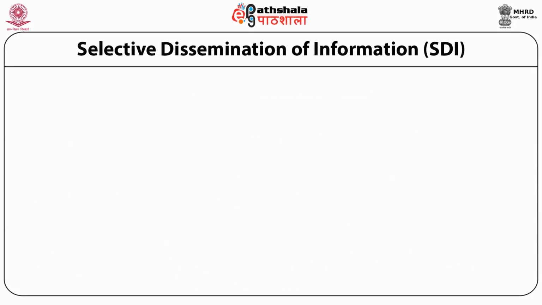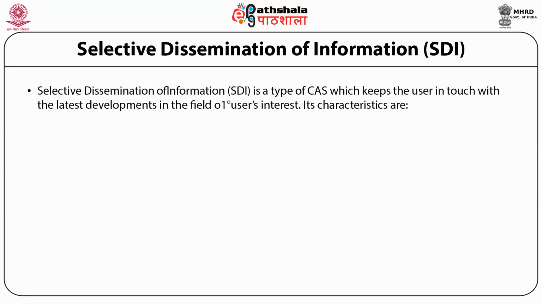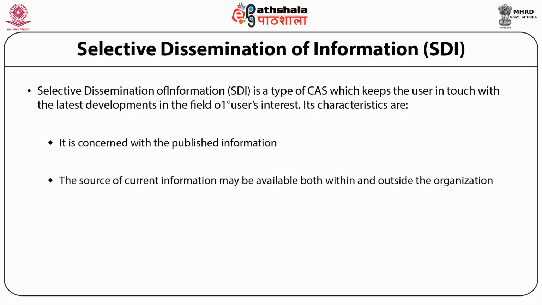Selective dissemination of information, that is SDI. Selective dissemination of information, that is SDI, is a type of cache which keeps the user in touch with the latest developments in the field of user's interest. Its characteristics are it is concerned with the published information. The source of current information may be available both within and outside the organization. It's a computer assisted service.